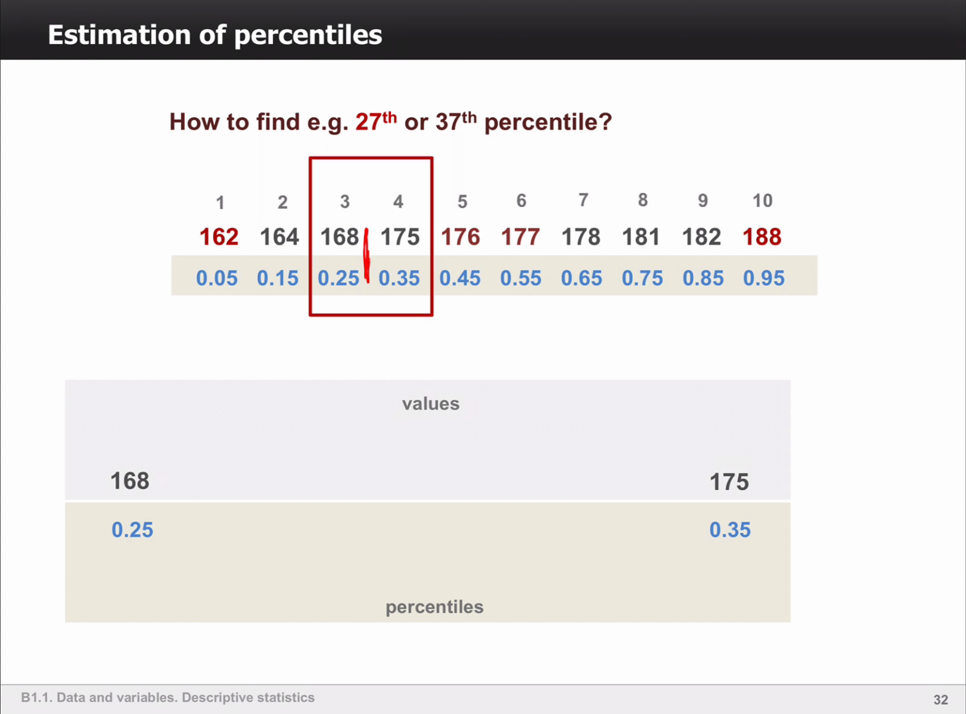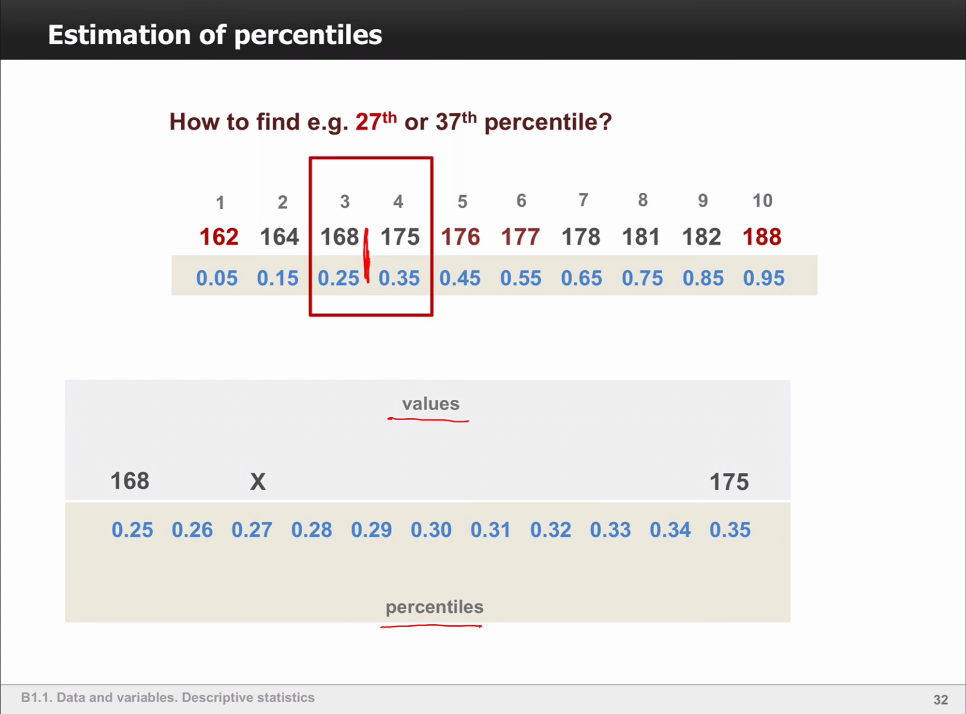This is a value space. So we have value space. Then we have, let's call it, percentile space. And the idea is that the distance between 168 and 175 is the same as the distance between 0.25 and 0.35. So it's 10% of the values in between. Now look, 0.27 is here.